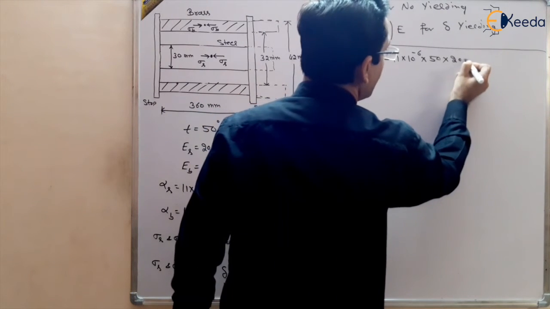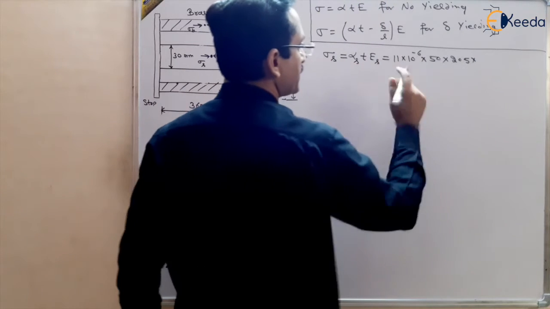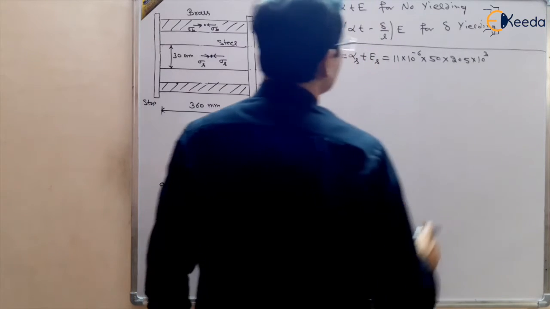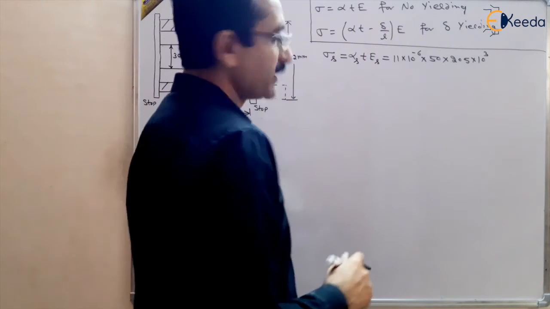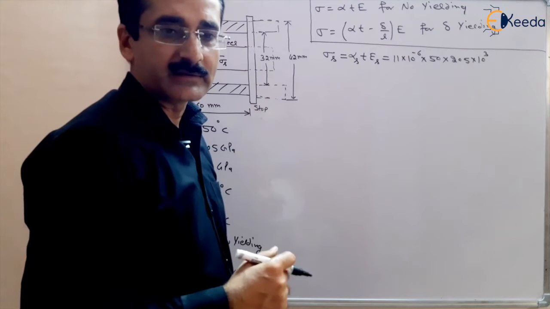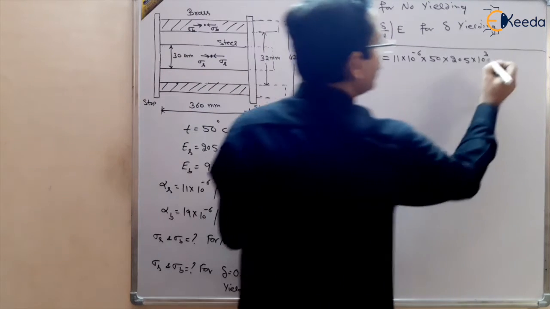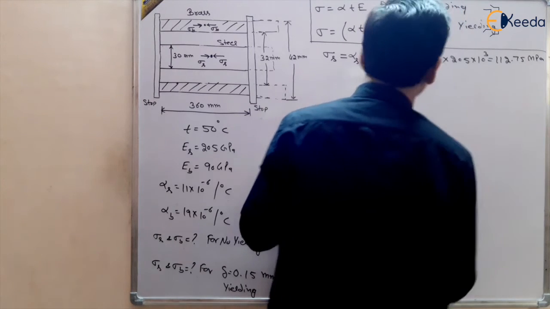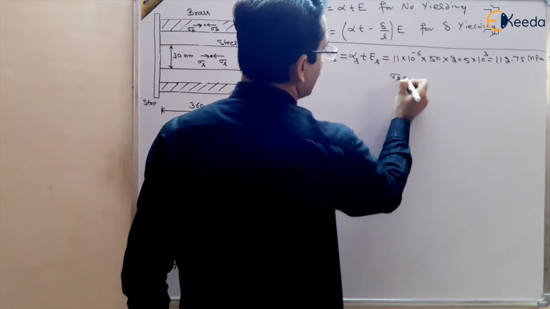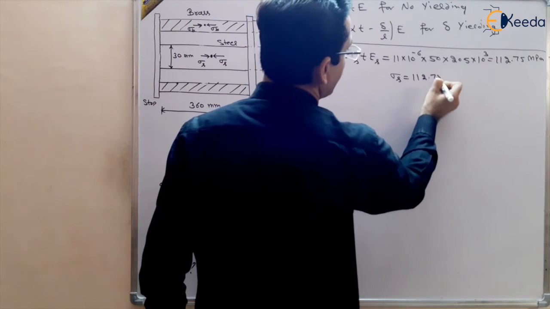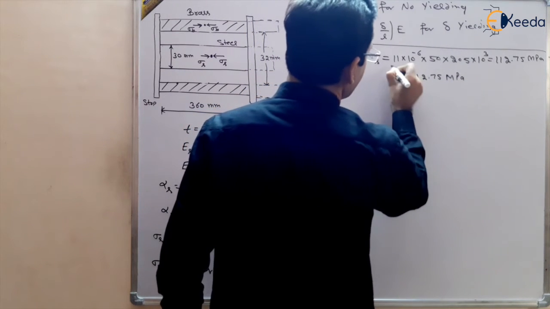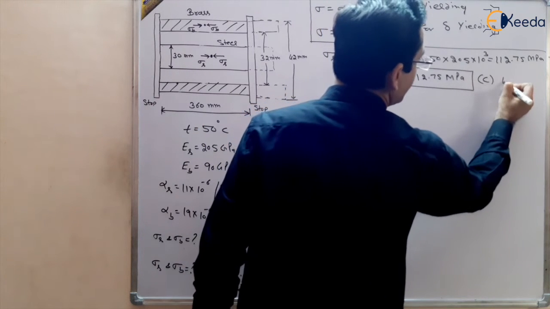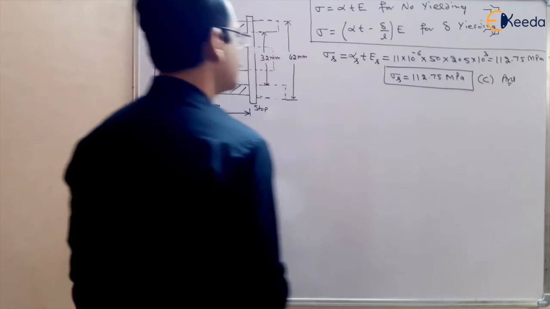If you make it megapascal, then the answer will come in megapascal. So that's why I am multiplying it by 10 to the power 3. Solve it and try to get the answer. You will get the stress in steel as 112.75 megapascal. So one of the answers we have obtained is 112.75 megapascal, the stress developed in steel, and this will be compressive stress, right? This is one of the answers.